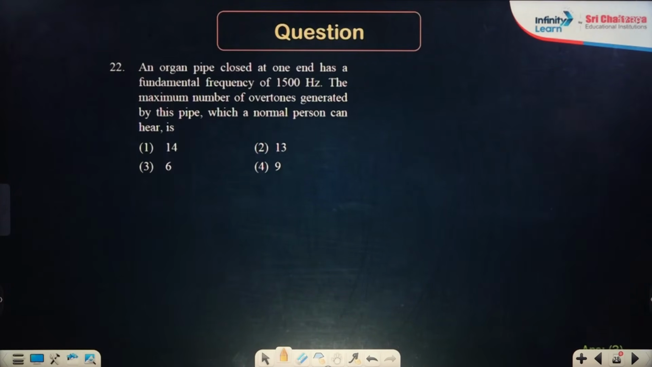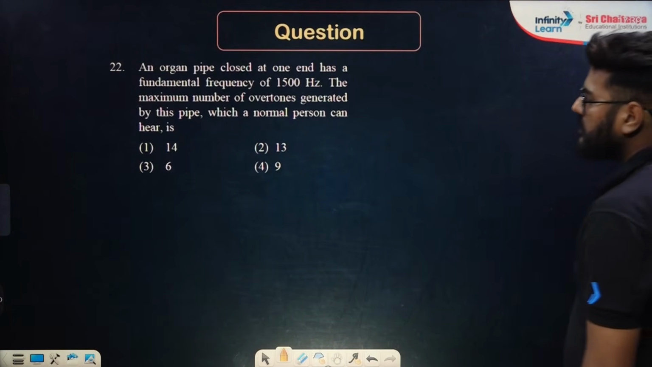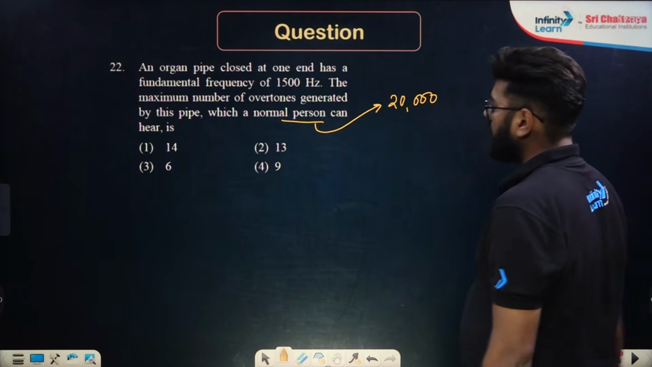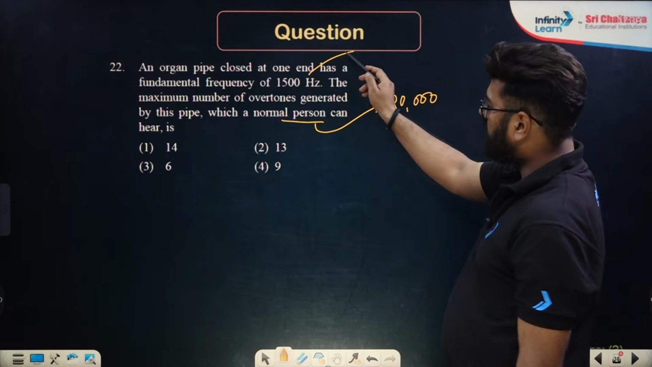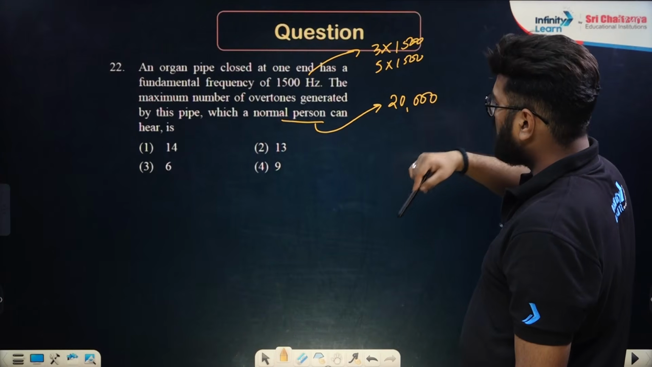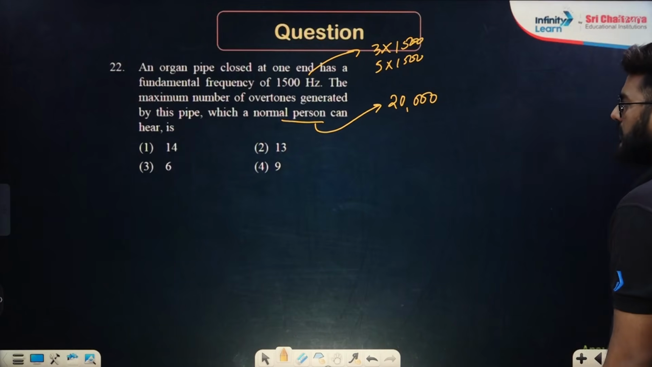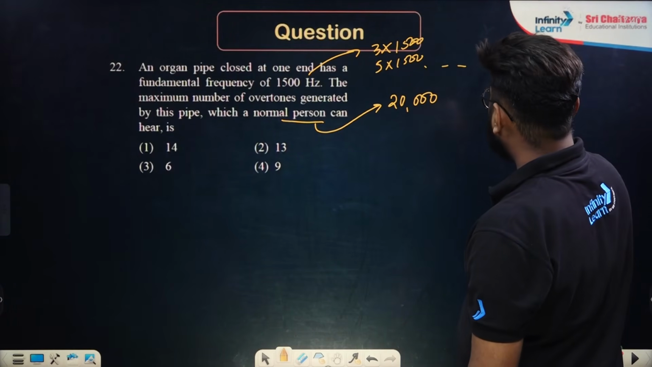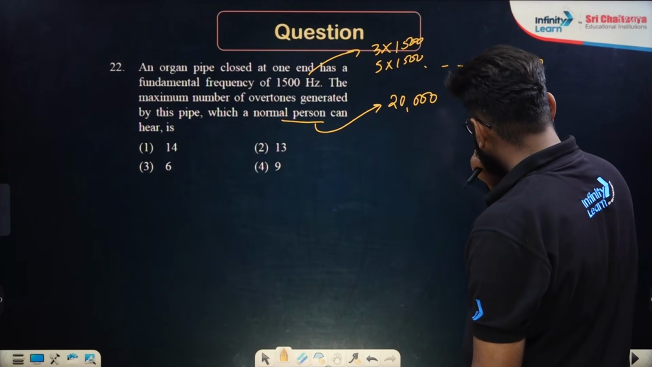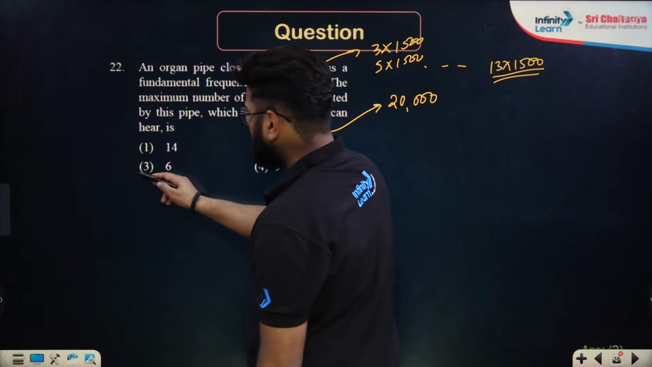Now, moving ahead, an organ pipe closed at one end has a fundamental frequency 1500 Hz. The maximum number of overtones generated by this pipe which a normal person can hear. See, the normal person can hear till 20,000 Hz. Now, this is the first one. The second one will be 3 into 1500. The next one will be 5 into 1500. You will go on like this. So, 3, 5, then 7, then 9, then 11, then 13. Finally, you will end at 13 into 1500, which is a value close to 19,500, right? So that means 6 overtones are going to be possible.